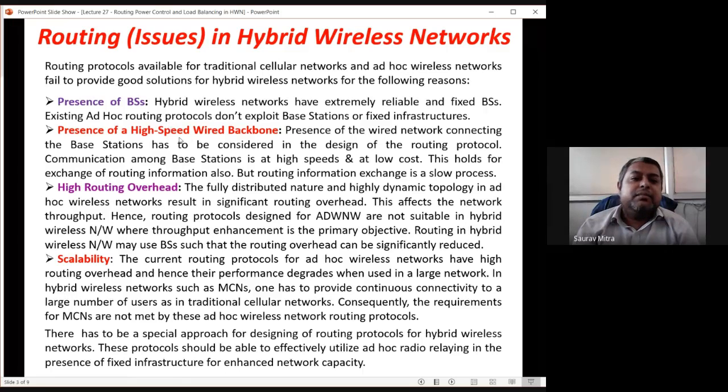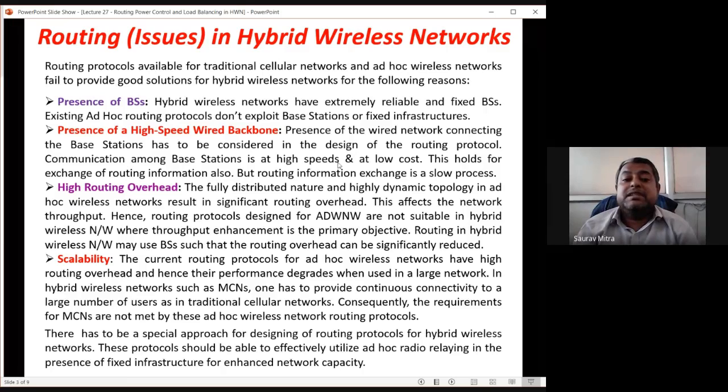So let us see what problem the presence of a high speed wired backbone creates in the case of HWN. It says that the presence of the wired network connecting the base stations has to be considered in the design of the routing protocol. Communication among base stations is at high speeds and at low cost. If you are using a wired protocol, it cannot be directly applied in the case of HWN, the hybrid wireless network, because wired protocols use very high speed communication lines. But in the case of a hybrid wireless network, they are not that high speed communication lines. So the presence of a wired network connecting the base stations has to be considered in the design of the routing protocol.